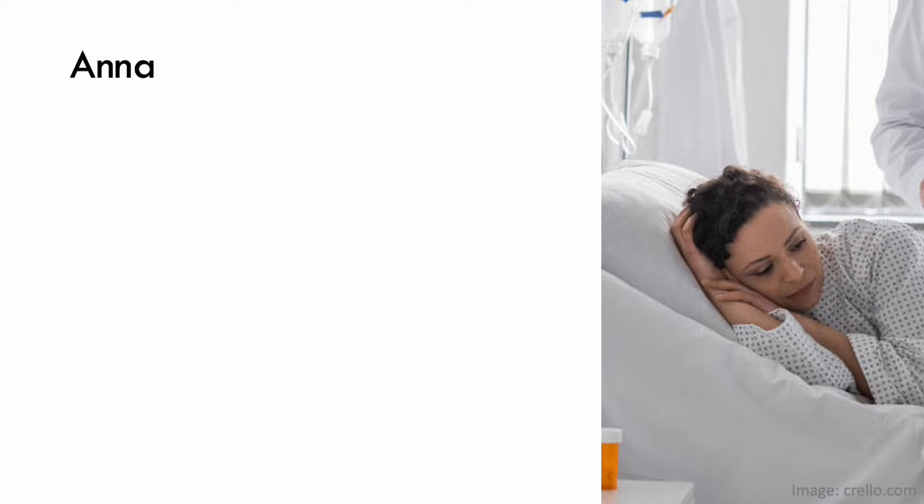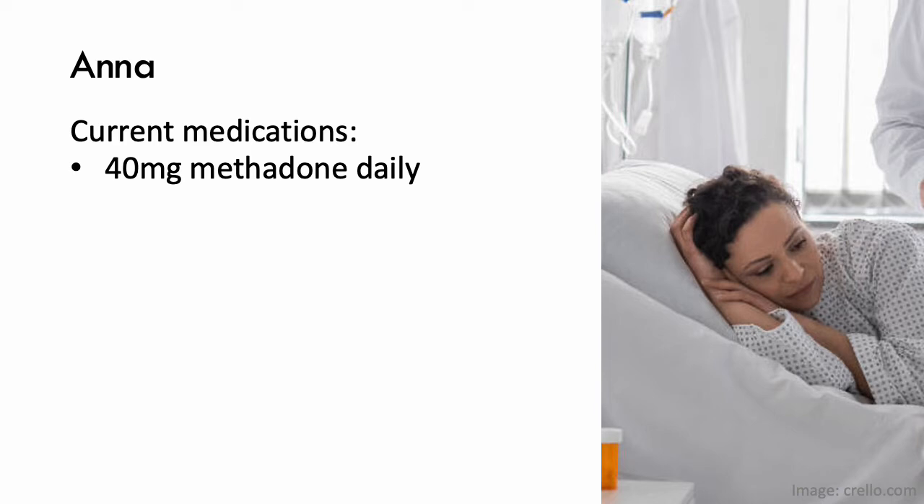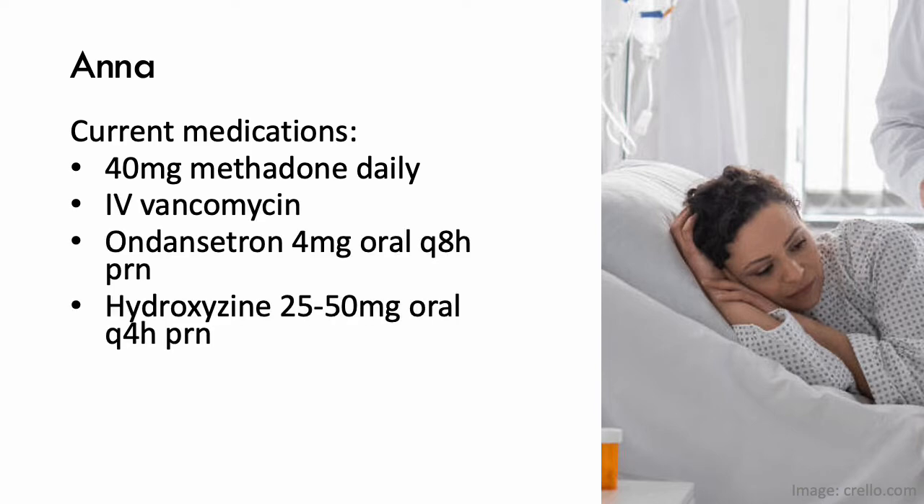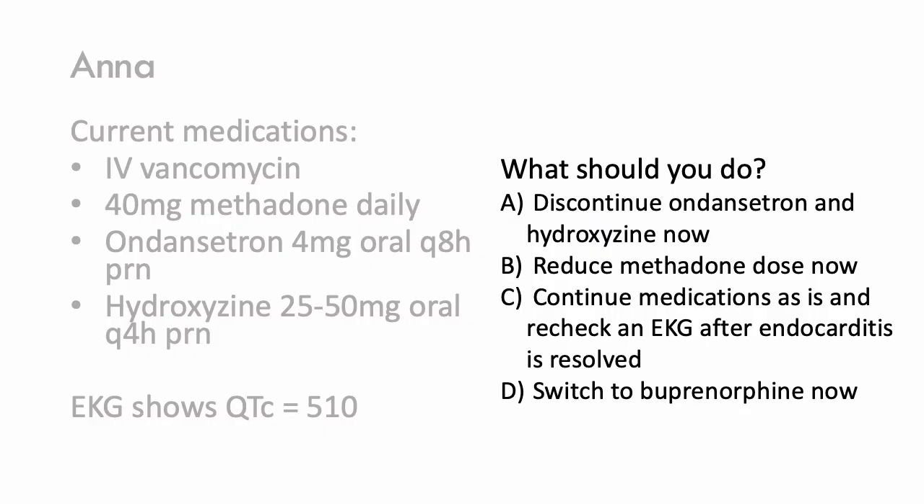After a couple of days, she's up to 40 milligrams of methadone daily, plus her antibiotics, ondansetron, and hydroxyzine. And fortunately, her hepatitis C viral load is 0, indicating she cleared her infection at some point. But then, a repeat EKG shows prolonged QT interval of 510, up from her baseline of 470. She's asymptomatic, and electrolytes are within the normal range.